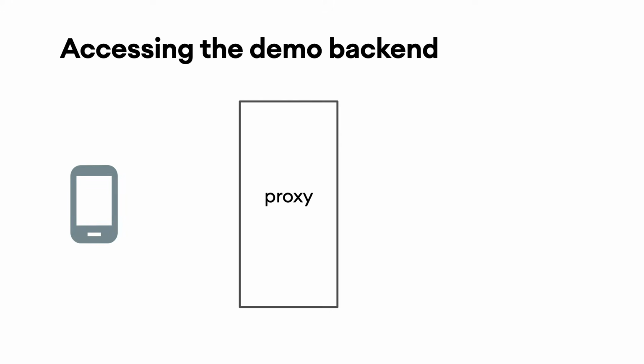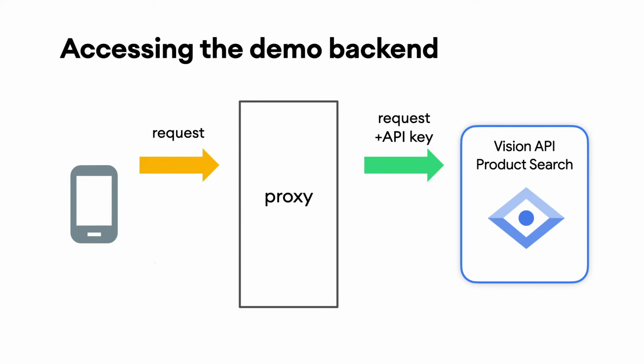You need an API key to call the Vision API product search from a mobile app. So to keep it simple for you when using the demo backend, we have created a proxy endpoint. So what does a proxy endpoint do? When you send a product search request to the proxy, it will add the necessary authentication factors such as the API key and forward the same request to the underlying Vision API product search. Then after receiving the response from the Vision API, it will just pass the response over to the app.